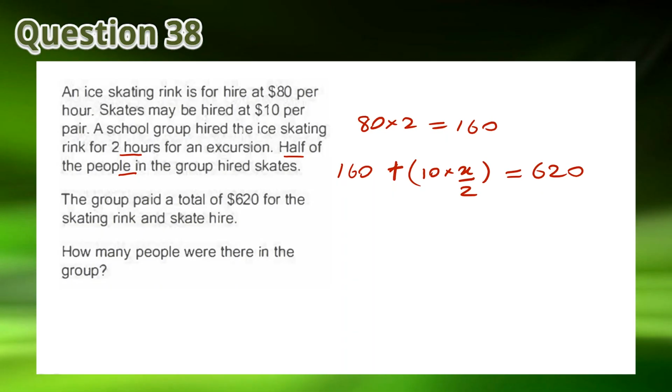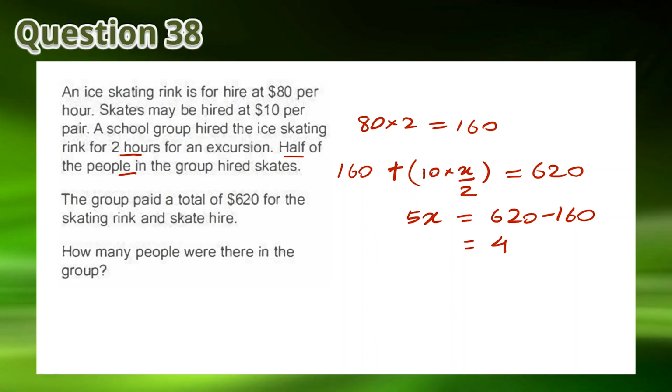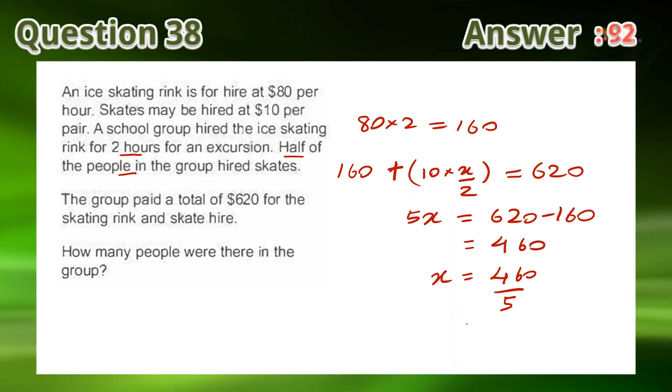Note that we get X over 2 and not X because in the question it says that half of the people hired skates. We can resolve this equation to get that X is equal to 92.